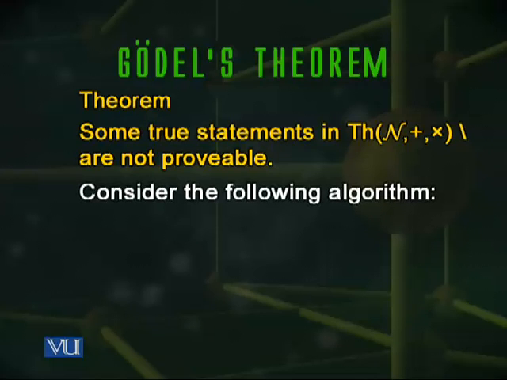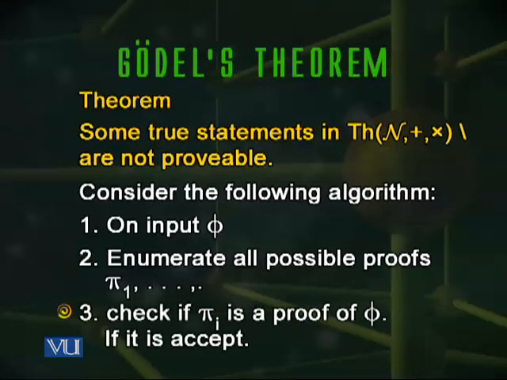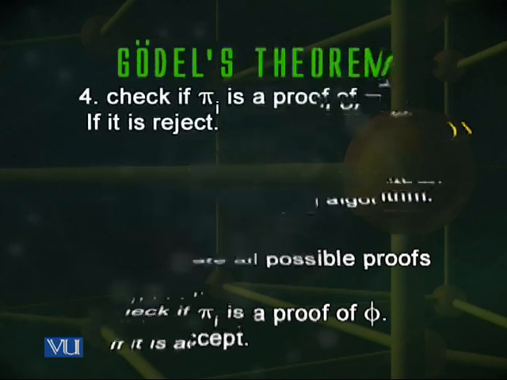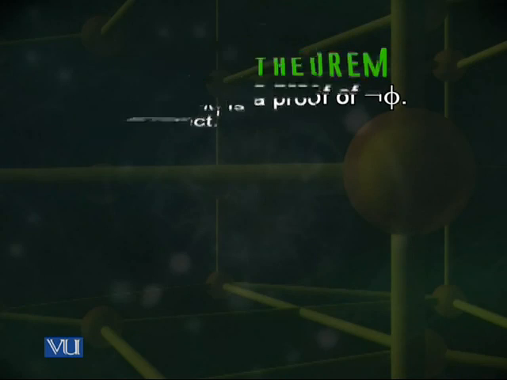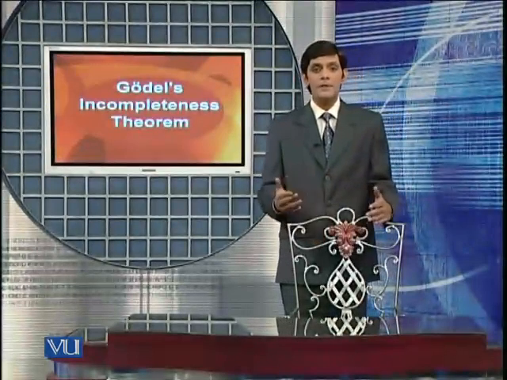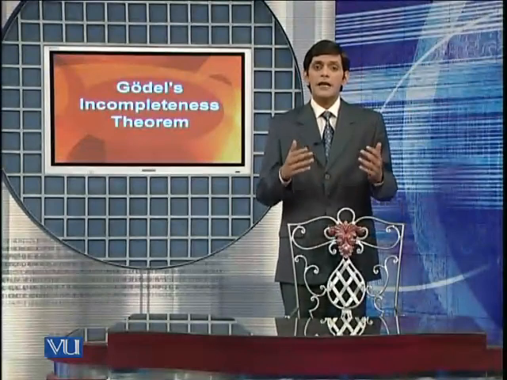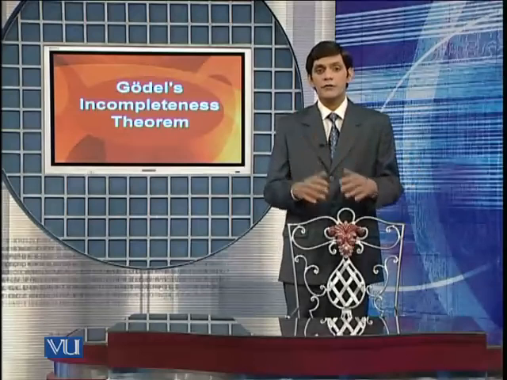We start by considering the following algorithm. On input phi, we enumerate all proofs pi 1, pi 2, pi 3, and so on. What we do is first check if pi i is a proof of phi. If it is, we accept. And then check if pi i is a proof of the negation of phi. If it is, then we reject. So if you give this algorithm an input phi, then the algorithm tries to find a proof for either phi or the negation of phi.